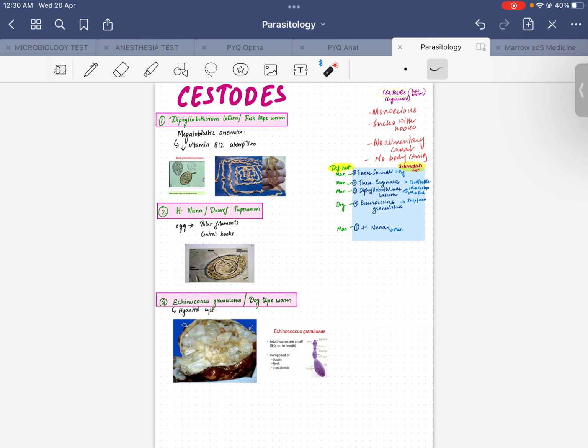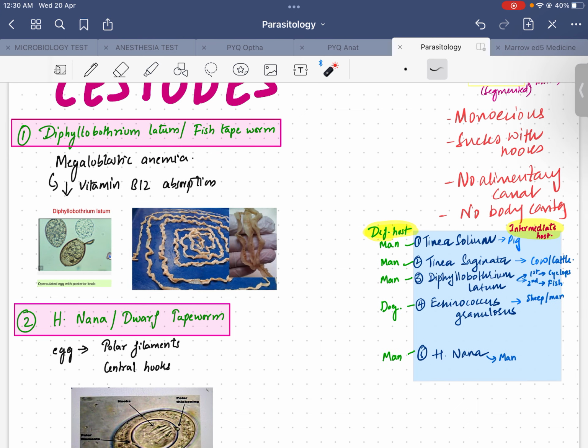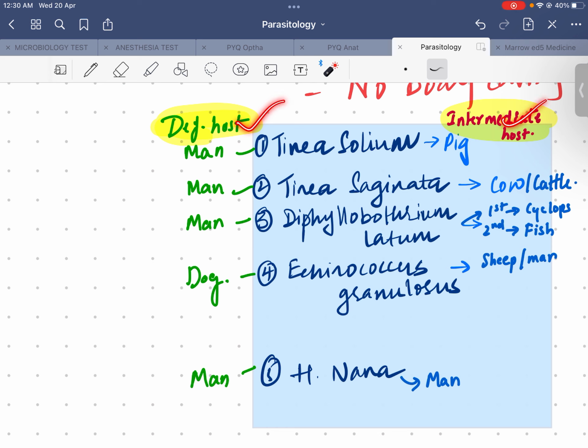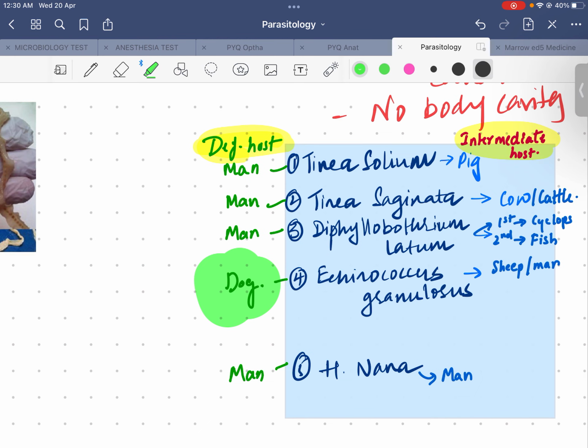Now let us study in detail about them. In cestodes, you should first learn the definitive host and intermediate host of all these cestodes. The definitive host is always man except for Echinococcus, in which it is dog. Now the intermediate host changes. For Taenia solium, it is pig. So if you eat contaminated pork, you can get Taenia solium infection. Taenia saginata is cow or cattle.